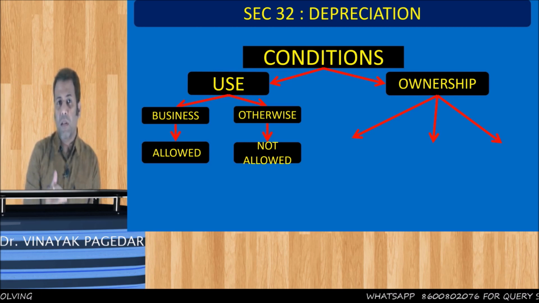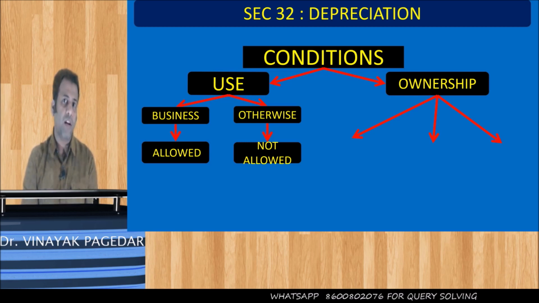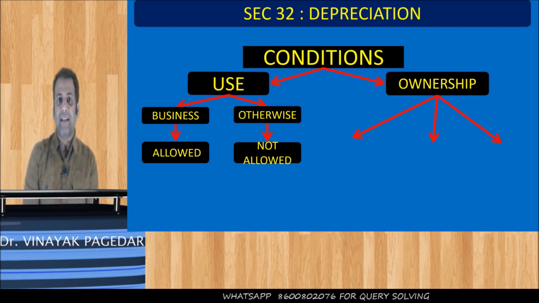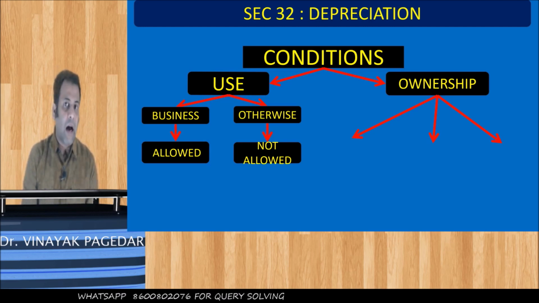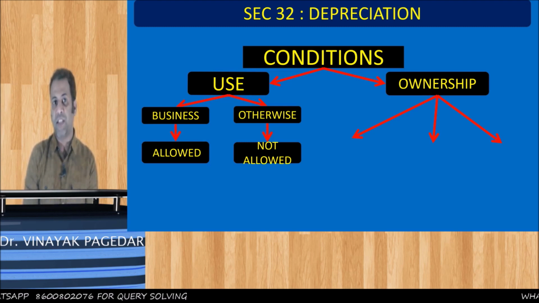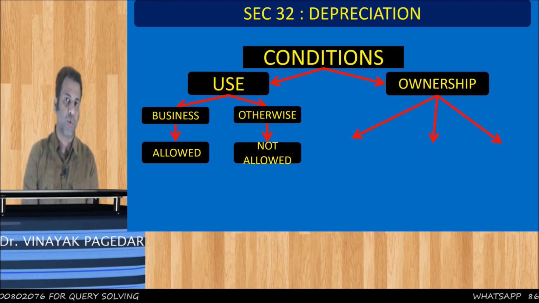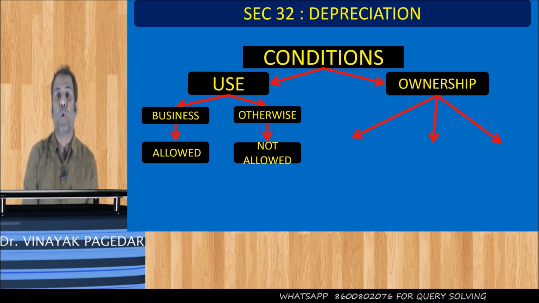Now, there will be a doubt in your mind. You will say, sir, what if the asset is partly used for business and partly for personal use? Then the answer, my friends, is that portion of depreciation which is connected to the business use will be allowed, and that depreciation which is connected to the personal use will be disallowed. In other words, you will get proportionate deduction for depreciation.